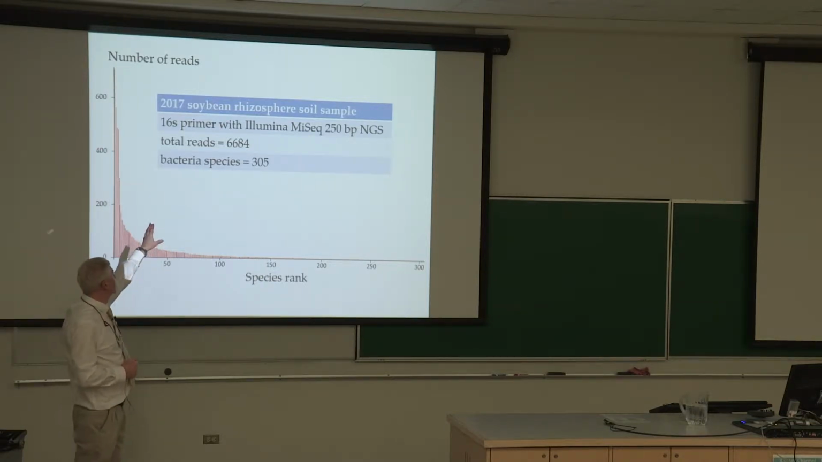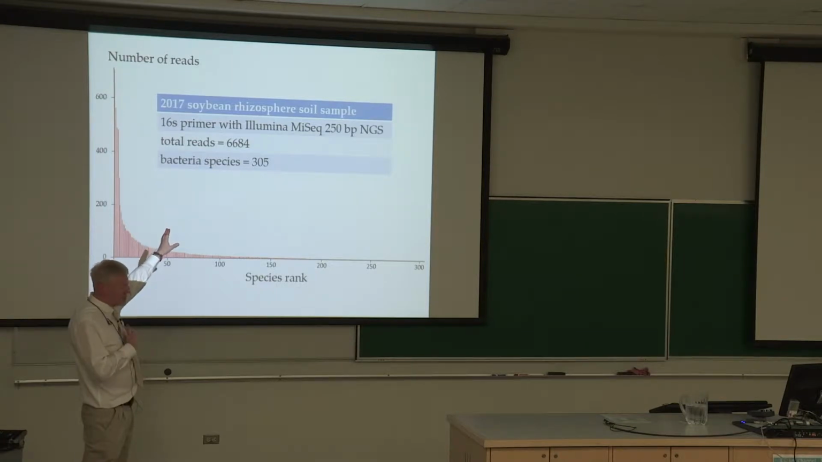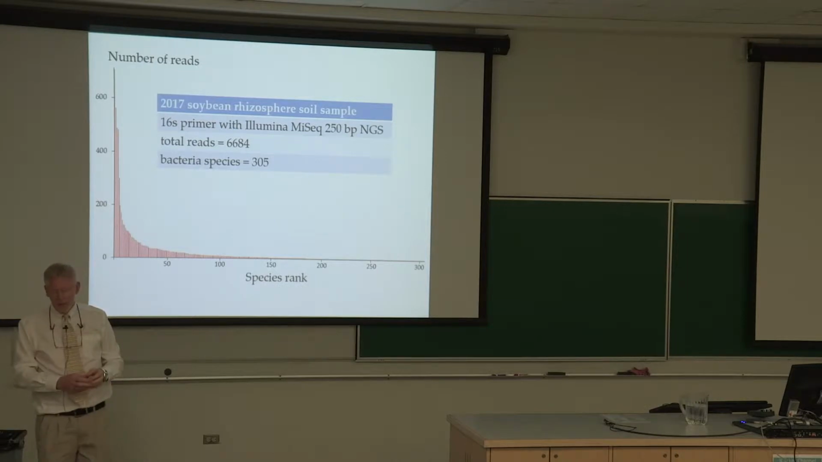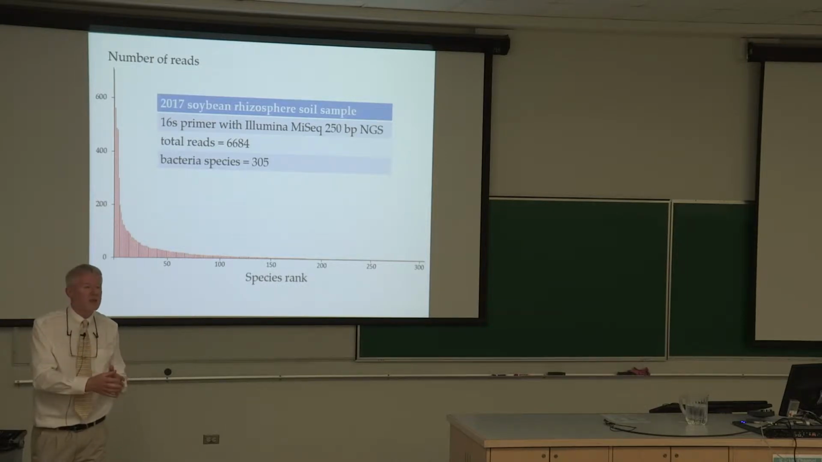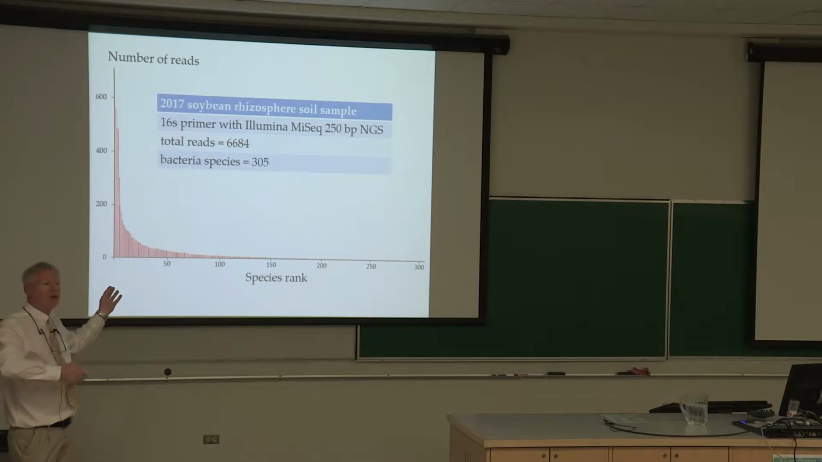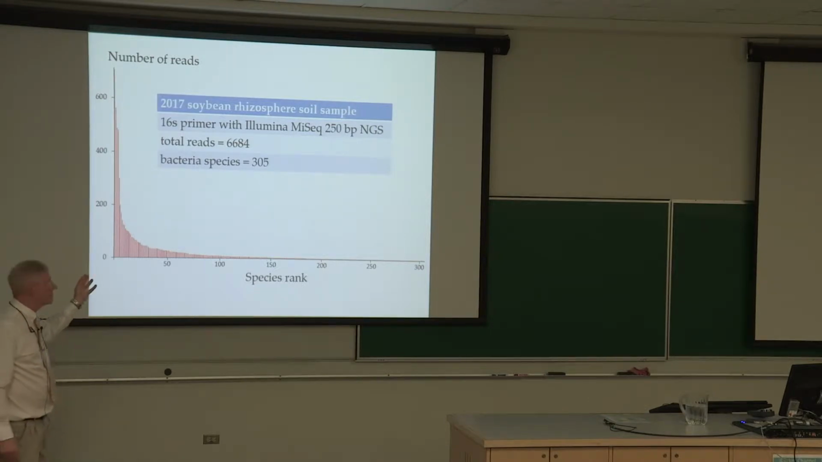This is one soil sample, and you can get hundreds of soil samples. And your number of reads, we've got 6,700 reads on this system. The number of reads doesn't really reflect an intrinsic property of the sample. It's just a sampling effort. We could have not 7,000 reads, but we could have 100,000 reads or 7 million reads. It's all about your sampling effort. That's what it really reflects.